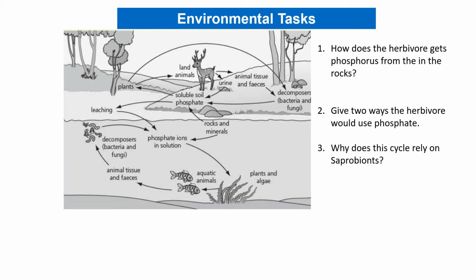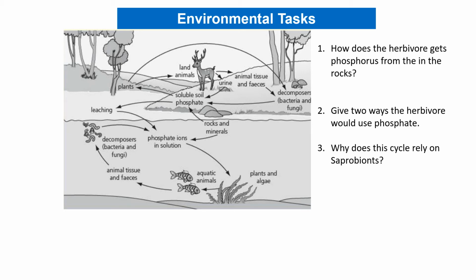And then why does this cycle rely on the saprobionts? Because the saprobionts break down the dead animals and plants, and the waste, the feces and urine of the plants, to return the phosphate ions back into the soil so they can be reabsorbed by the plants and recycled around.